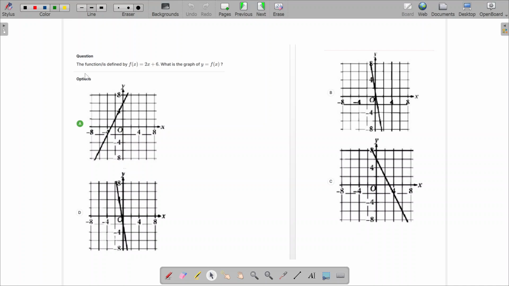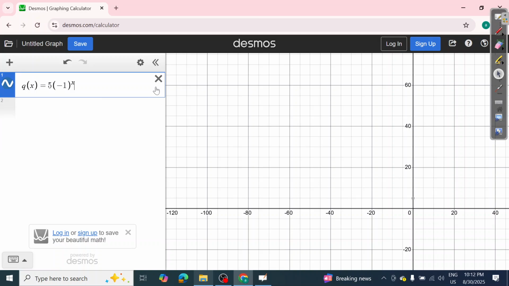Let's try one more. I think two more are there. The function is defined by f of x equals 2x plus 6. And here we have to find how the graph will look. Simply plot it: f of x equals 2x plus 6.